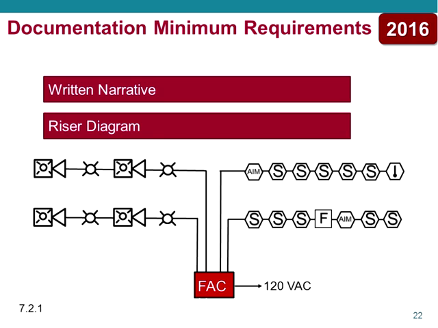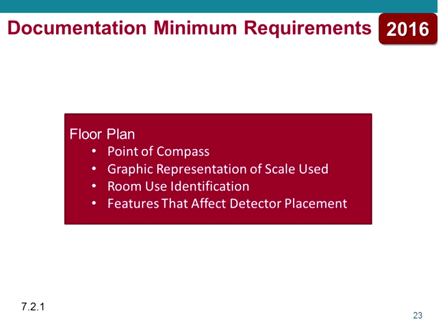And a riser diagram obviously is necessary for pretty much any system anymore, because we're showing the wiring of each circuit, and how it relates to the rest of the system. Now, these requirements really apply to supervising station and shared equipment, but they were added for all systems in the 2016 code. Other requirements that were added in 7.2.1 include a floor plan showing a point of compass to show north on the building plan, or at least project north. Graphic representation of scale.